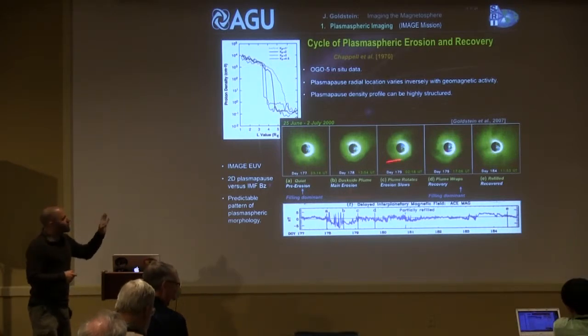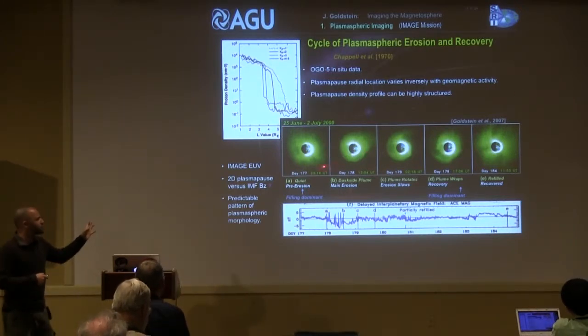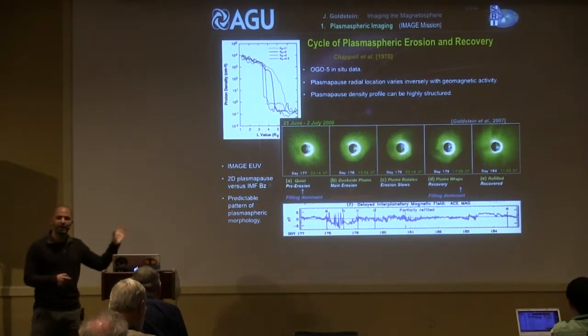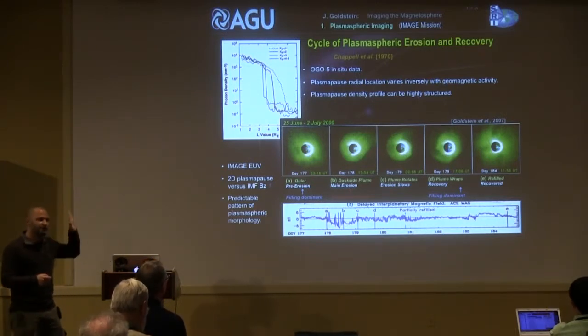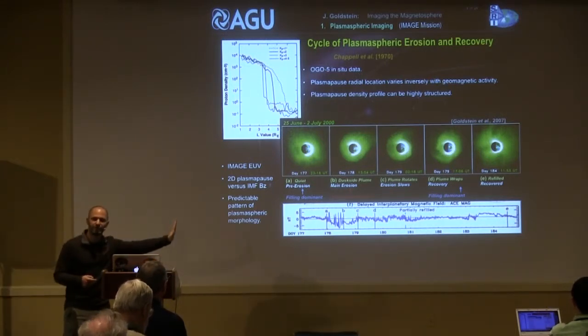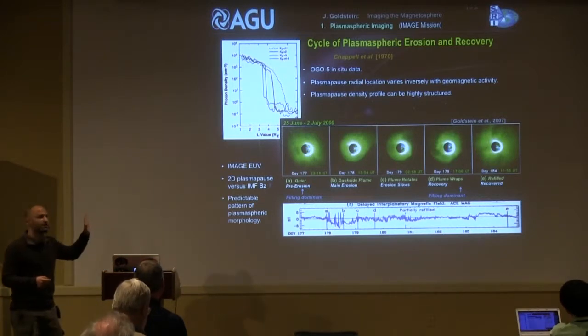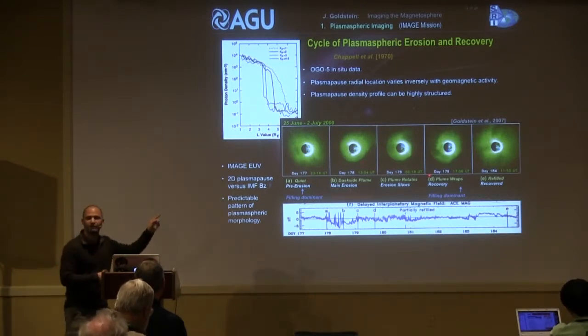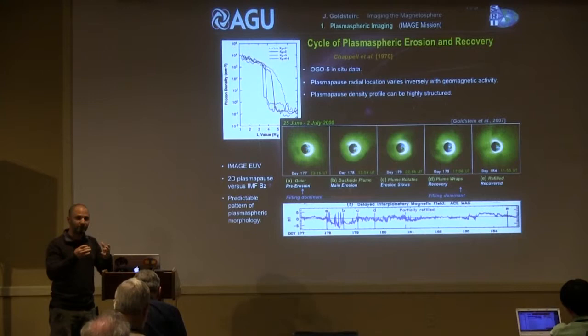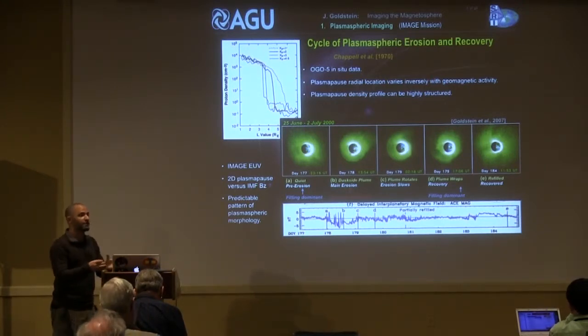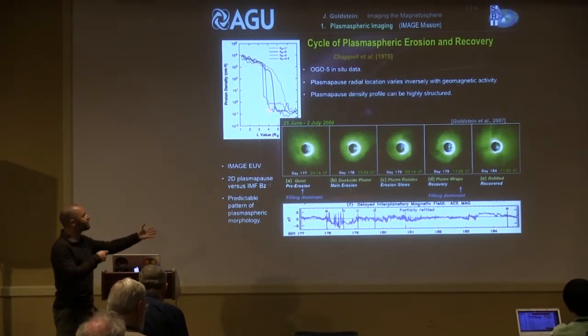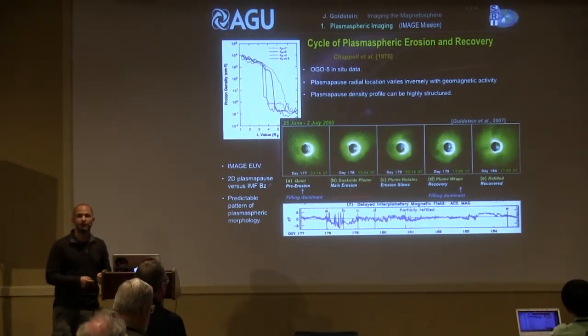So what this series of images shows is that there is a repeatable pattern of global behavior. It's not just that the plasmapause moves in when Kp is high and moves out when Kp is low. It's that there is a global morphology that really provides, I think, a remarkable and reliable paradigm for interpreting not just images, but for reinterpreting decades of in situ observations.